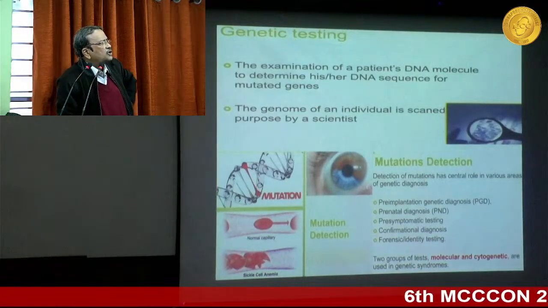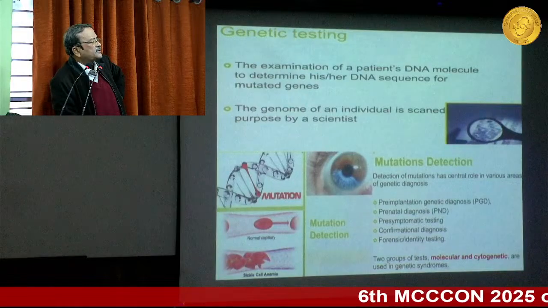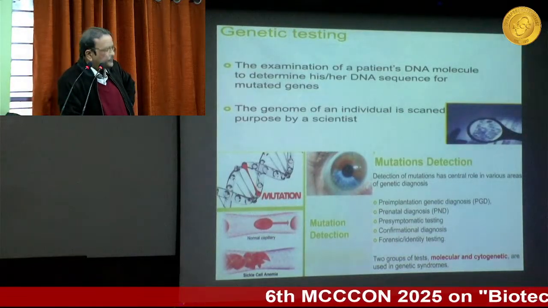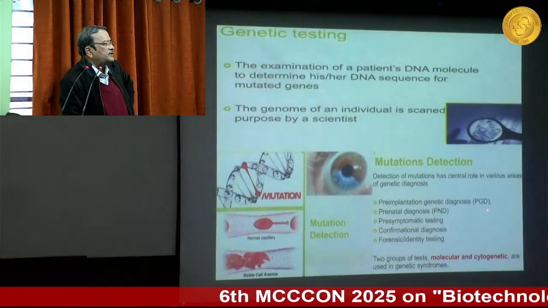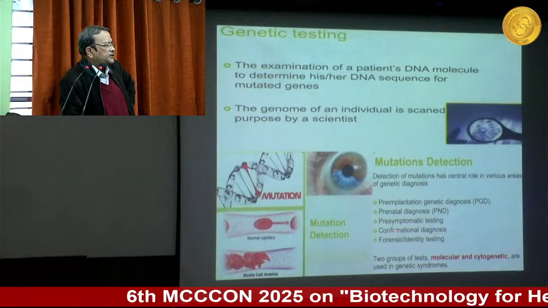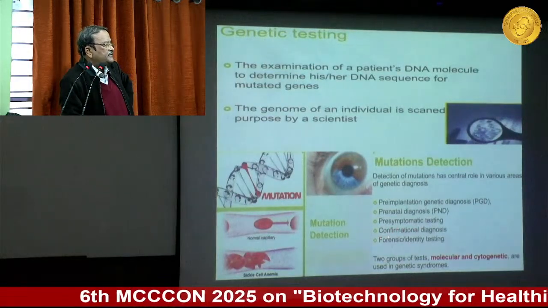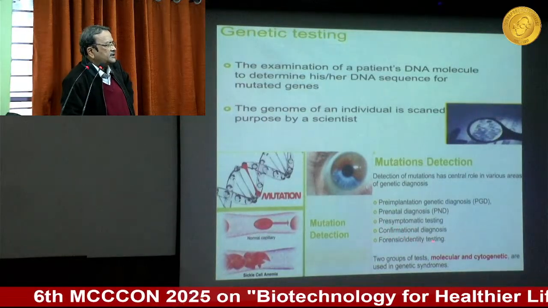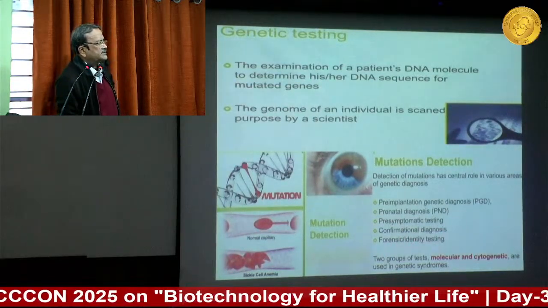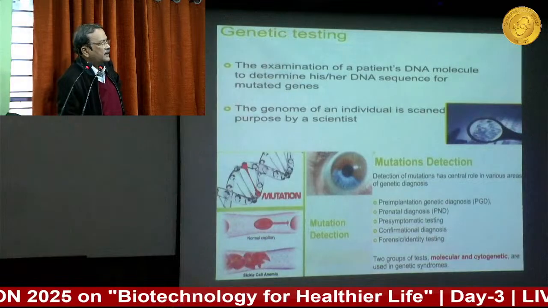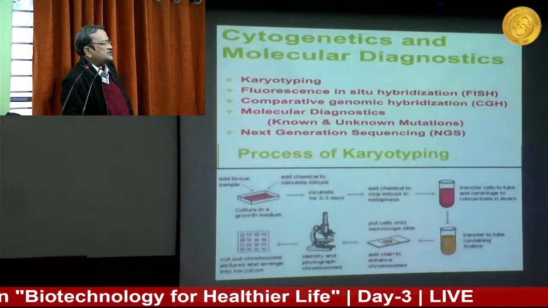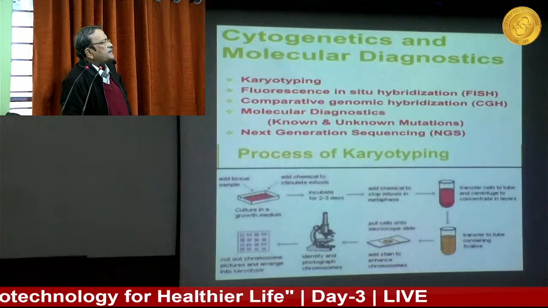The genomes of individuals are scanned by scientists for the purpose of mutation detection in different ways. These are very important: PGD, also PND, pre-symptomatic testing, confirmational diagnosis, and forensic and identity testing. These are the applications of detection in health. Cytogenetics, and also molecular diagnosis. There are so many types, and particularly these are the ways.